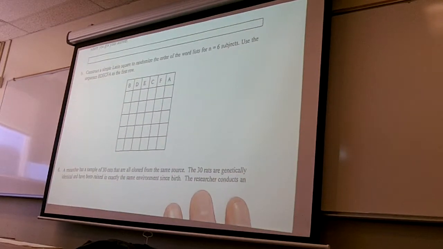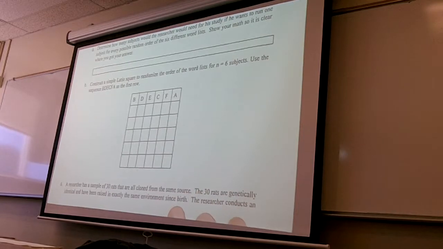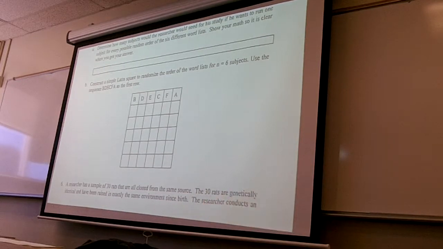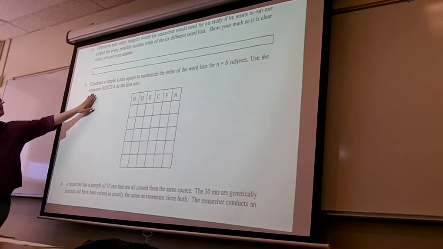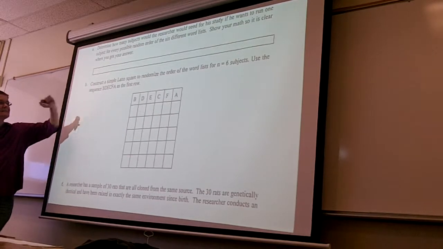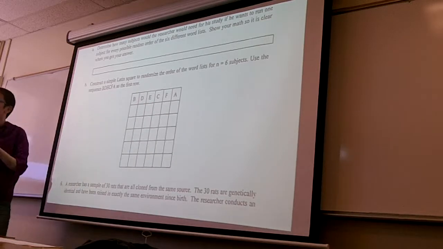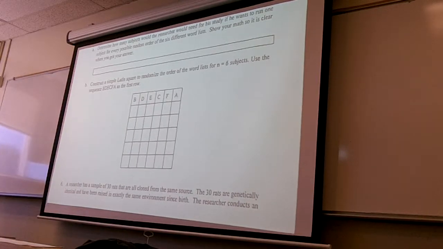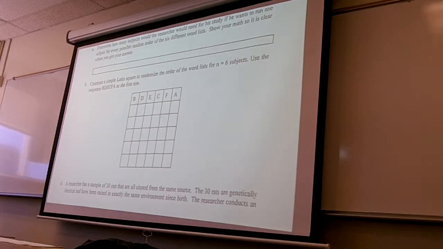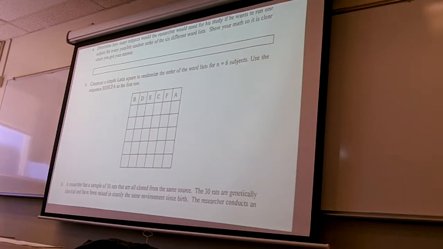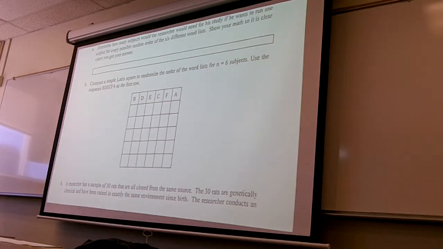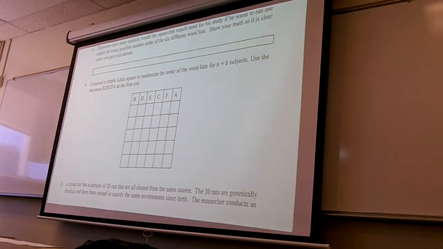Okay? So we can make a Latin square for 6 subjects. I can do this with 6 subjects. And I say, use the sequence BDECFA as the first row. And look, it's right there. So, what would the next row be? DECFAB. Yeah. And how did you get that?